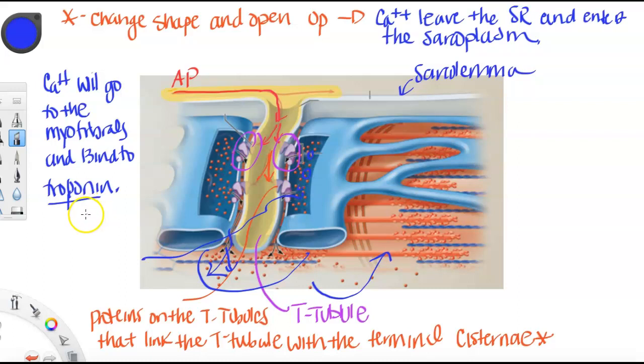Okay, so that's that coupling right there as that action potential goes into the T-tubules and lets the calcium out of the SR. So let's see what happens next.